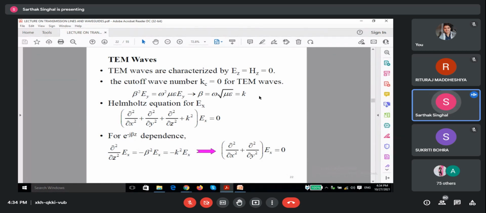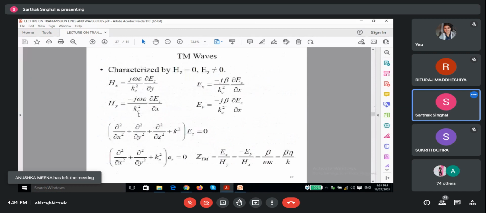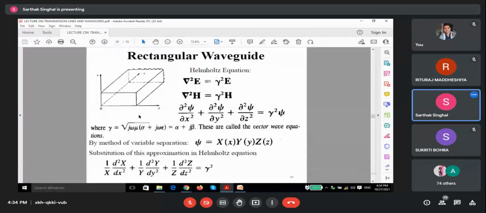And there is one equation which is known as the Helmholtz equation. So this is basically your Helmholtz equation, which is del square E equal to gamma square E. Now we are trying to solve it from this point. This is the first equation, the Helmholtz equation, that is del square E equal to gamma square E and del square H equal to gamma square H.